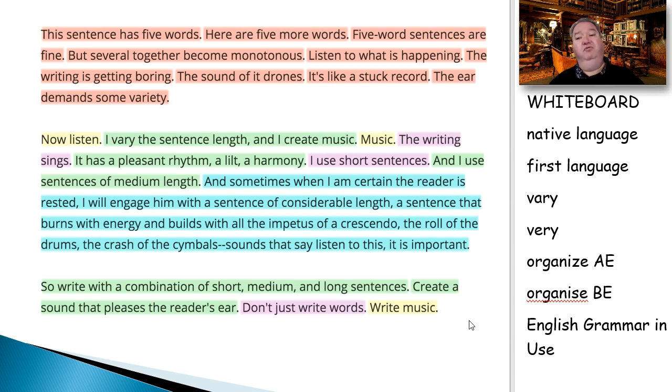So this is a really good explanation of why we use short sentences, medium length sentences, and longer sentences. It makes the writing more interesting. It makes it more enjoyable to listen to. It's more creative. And it keeps the audience involved because it's not monotonous. It's not all the same.